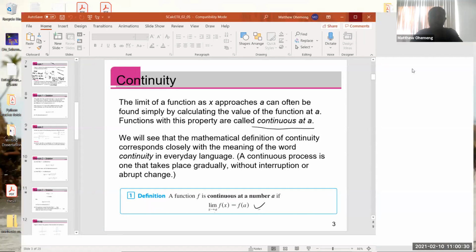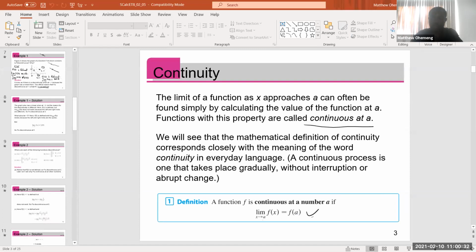Please, I'm sharing my screen. If you can't see, do let me know. So let me see. Okay, you can see, right? I'm sharing a PowerPoint. If you can't see, do let me know.